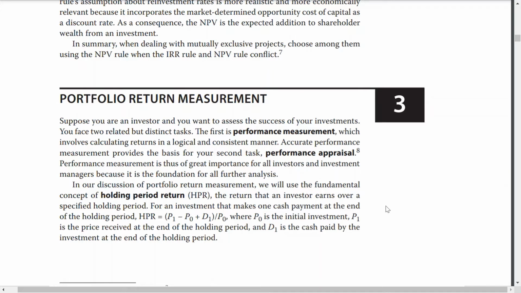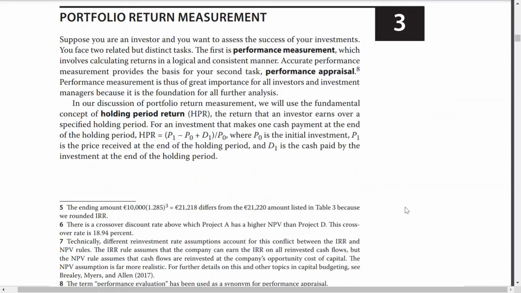In our discussion of portfolio return measurements, we will use the fundamental concept of holding period return, or HPR, the return that an investor earns over a specific holding period. For an investment that makes one cash payment at the end of one holding period, HPR is equal to (P1 minus P0 plus D1) divided by P0, where P0 is the initial investment, P1 is the price received at the end of the holding period, and D1 is the cash paid by the investment at the end of the holding period.